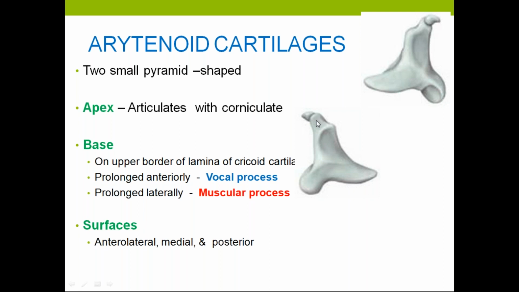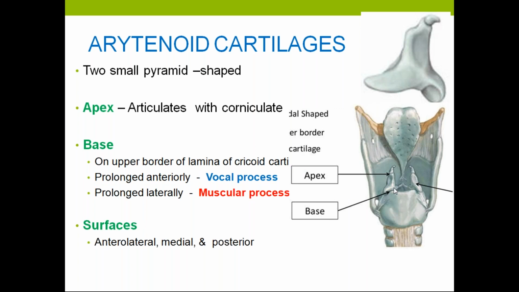It is a pyramid shaped cartilage. This is the apex and this is the base. The apex articulates with the corniculate cartilage here. The base lies on the upper border of the lamina of the cricoid cartilage, and it is prolonged anteriorly to form the vocal process and laterally to form the muscular process. Since it is pyramidal in shape, it has three surfaces: the anterolateral surface, the medial surface and the posterior surface.